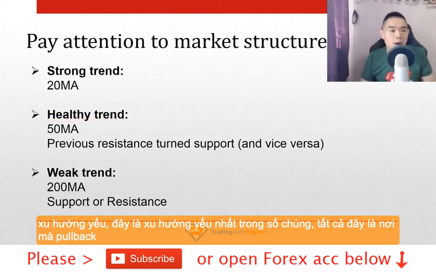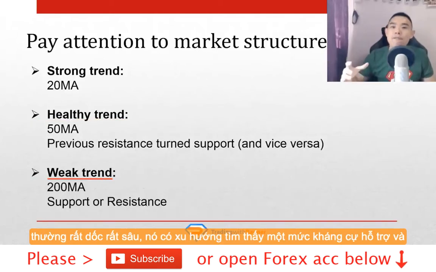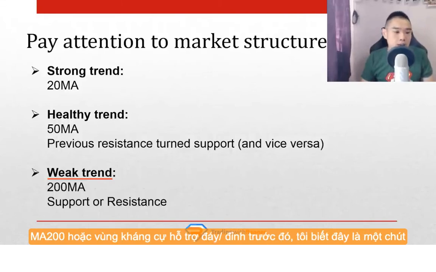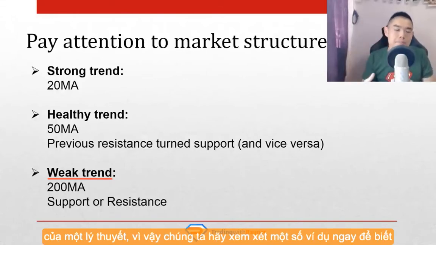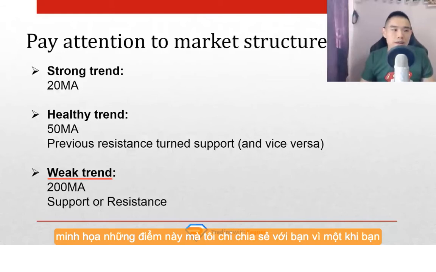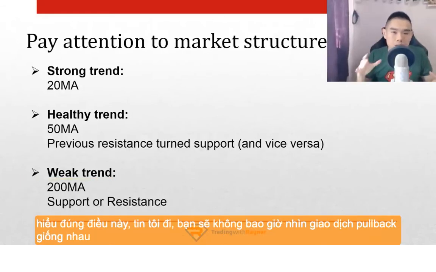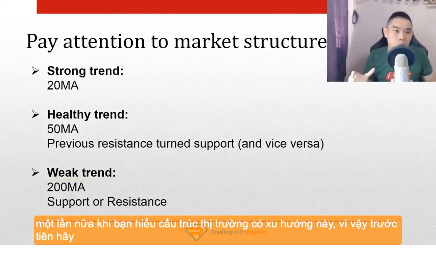And finally, a weak trend. This is the weakest of them all. This is where the pullback is usually very steep, very deep. It tends to find support resistance at the 200 MA or at previous support resistance area. I know this is a little bit of a theory, so let's look at some examples to illustrate these points that I just shared with you. Because once you understand this, trust me, you will never look at pullback trading the same way again once you understand this trending market structure.